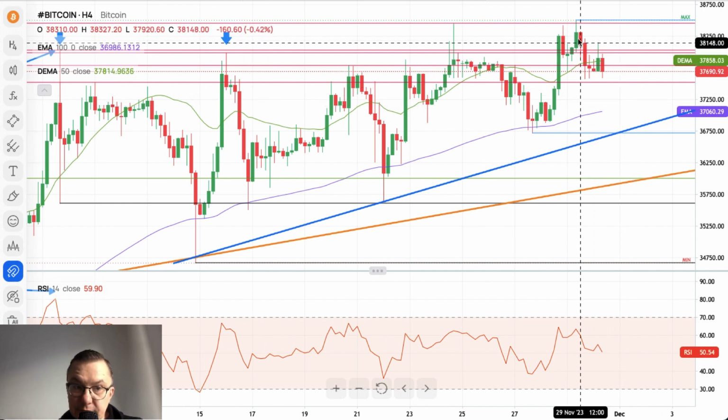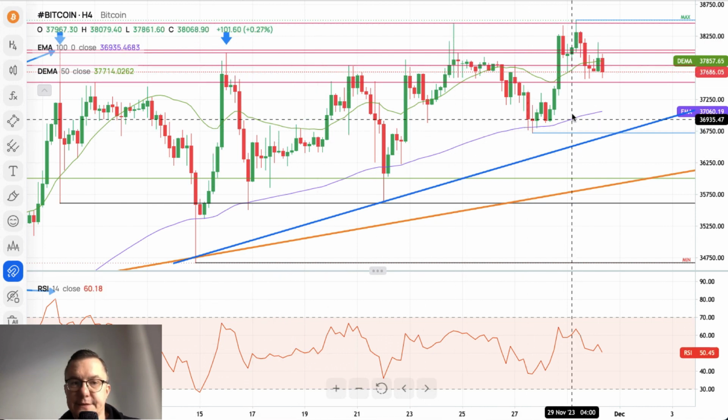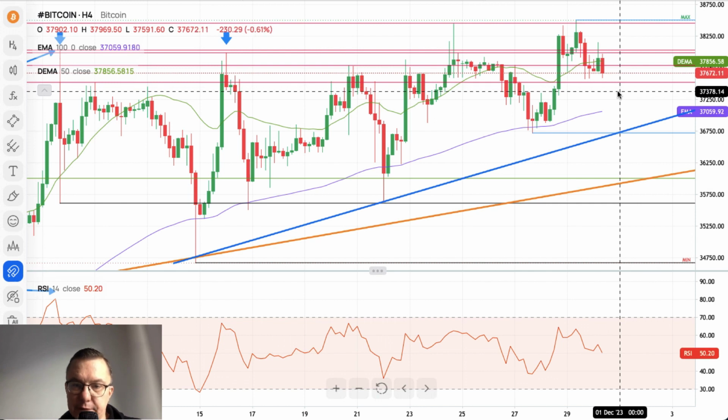Nevertheless, we got the new swing high, a marginal one, but we have it, and now the market is back inside this territory. So we're still waiting for a way bigger and stronger upward movement on Bitcoin.